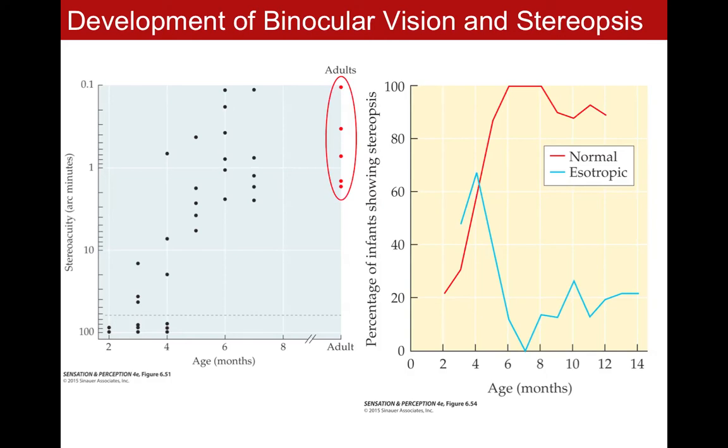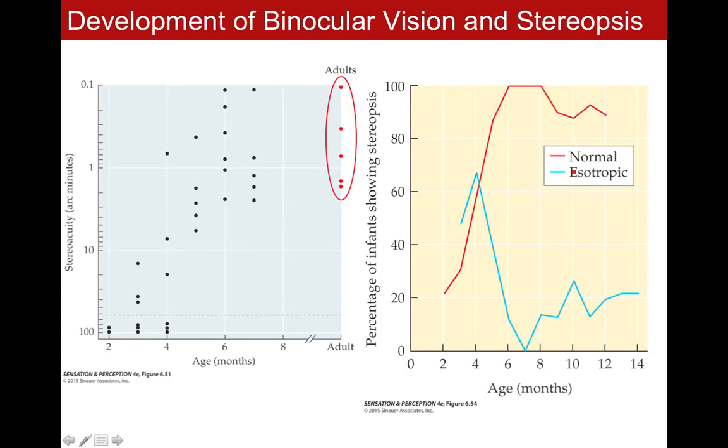So in terms of these figures, the figure here on the left shows that things like stereoacuity, right, develops into adult levels quite quickly, within the first 6-7 months of life. But if there's a problem like strabismus, then it probably doesn't develop very much at all.